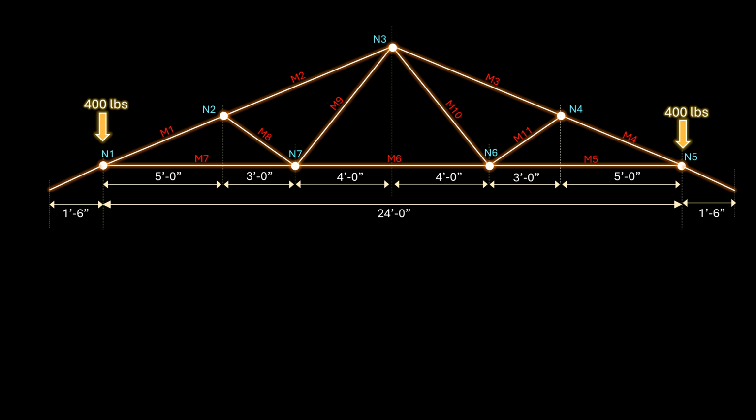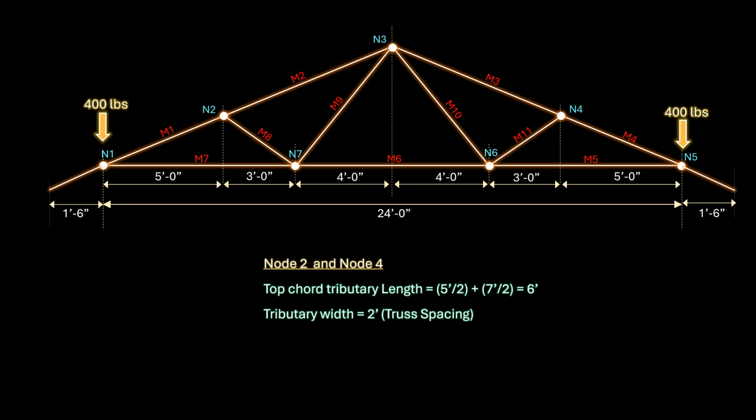We will determine the loading at node 2 and node 4 using the same process. The top chord tributary length is 6 feet and the tributary width is 2 feet since the trusses are spaced at 2 feet on center. The loading is 6 feet times 2 feet times 30 pounds per square foot, which is 360 pounds.